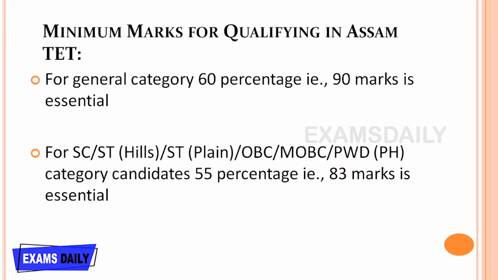And the next is about minimum marks for qualifying in Assam TET. For this examination, you should have a minimum mark percentage. For the general category, it is 60%, that is 90 marks is essential. And for SC, ST Hills, ST Plain and OBC, MOBC, PWD category candidates, 55% is essential, that is 83 marks is essential. So you have to be very aware of that, and please start to study from now itself.